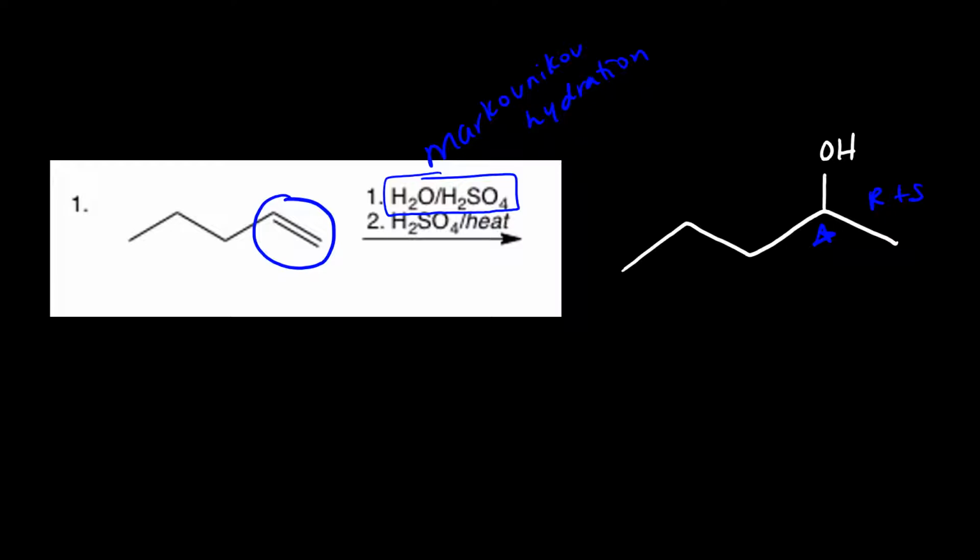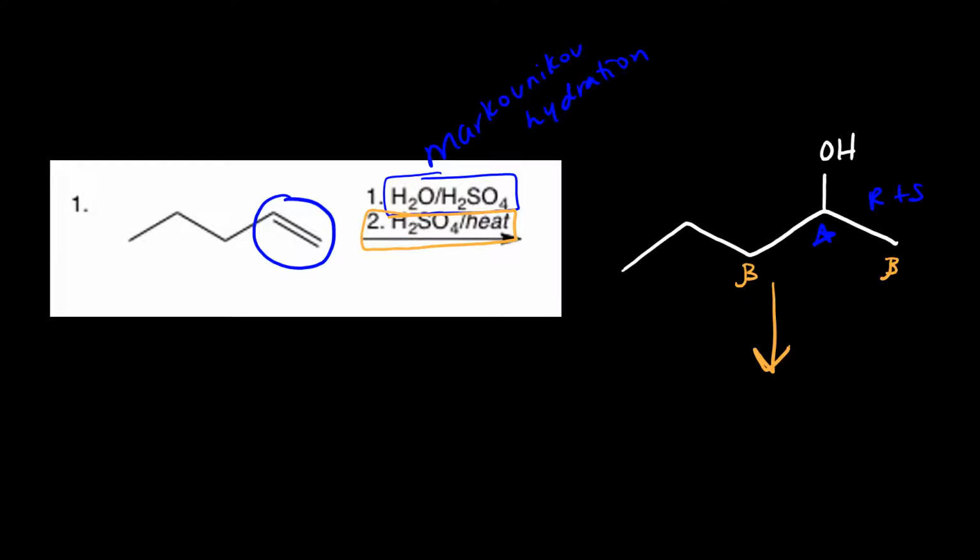In the second step, we're now treating this with H2SO4 and heat, and that's to dehydrate. Now it seems a little silly, why would you hydrate then dehydrate? But if you think about it, when you dehydrate this, there are two possible beta positions, but one of those is going to be preferred over the other.